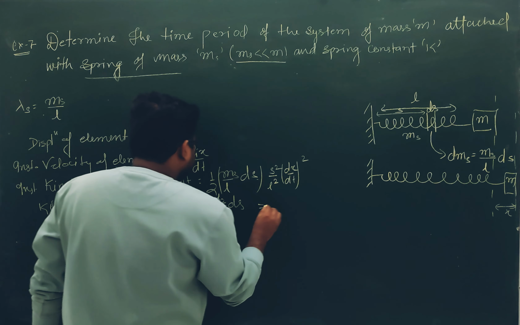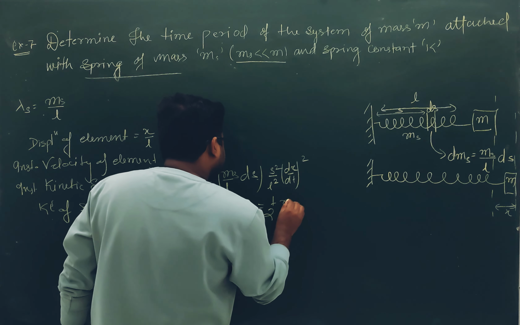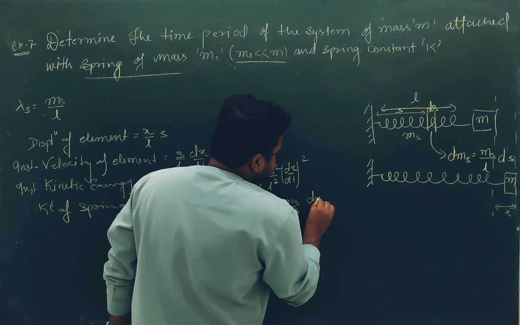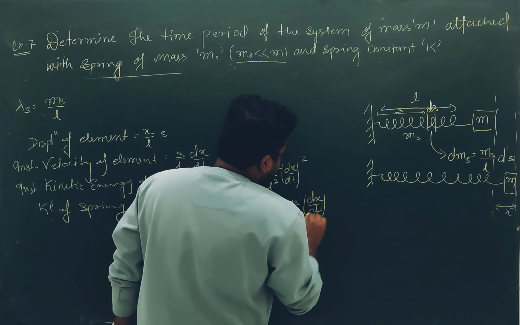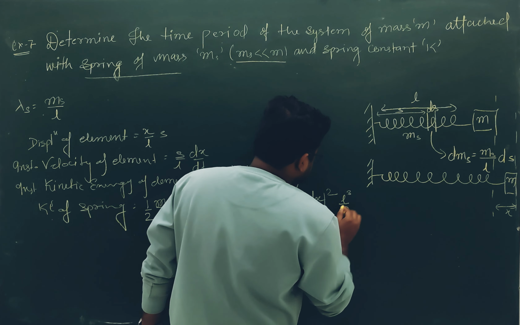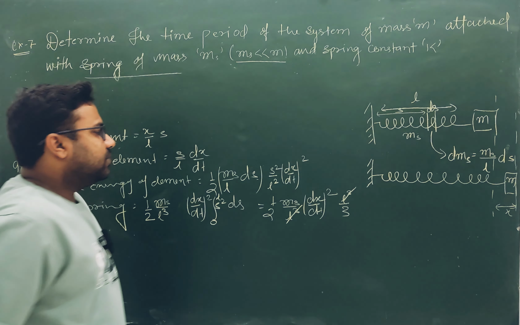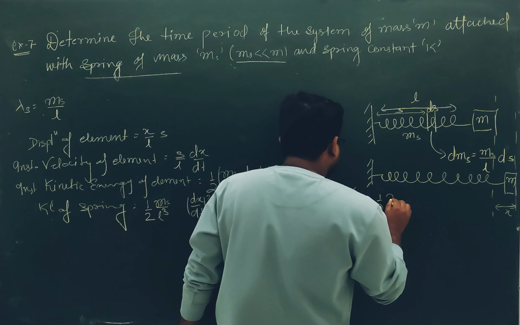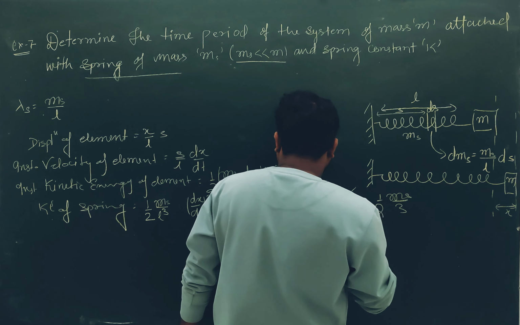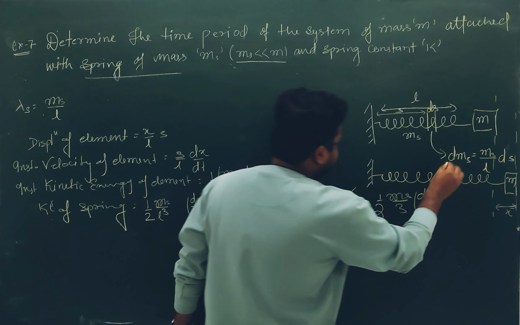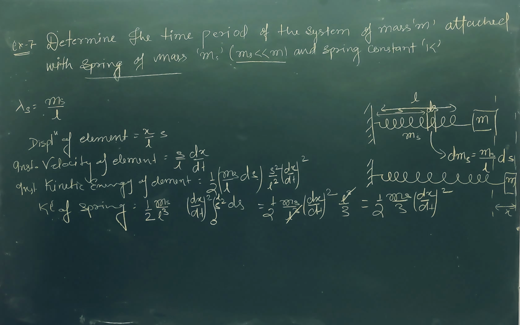Now if you integrate, what will you get? One by two, ms upon L cube, dx upon dt whole square, and this will be L cube upon 3. This L cube will cancel out, and we will get one by two, ms upon 3, dx upon dt whole square. So this is the kinetic energy of the spring.